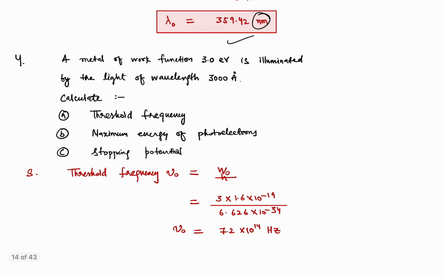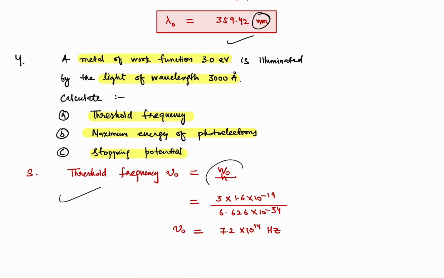Now let us move to the next question. A metal of work function 3.0 electron volt is illuminated by a light of wavelength 3000 angstrom. So threshold frequency you need to calculate, the maximum energy of photoelectron and stopping potential. So this is the new question here, stopping potential, and I did tell you that we will learn by doing also. So let us do this question.